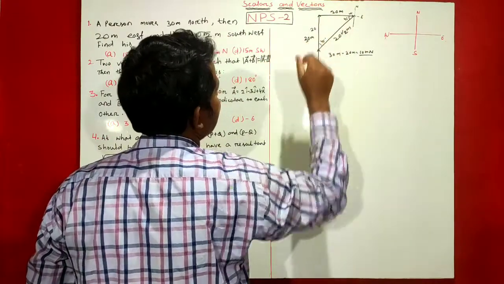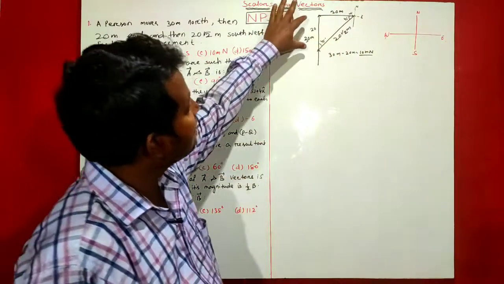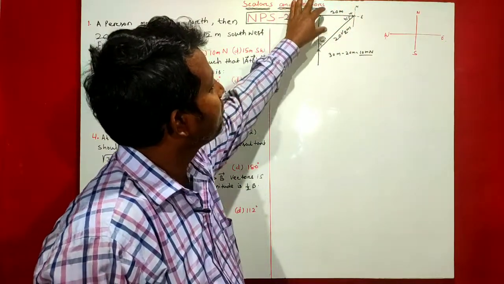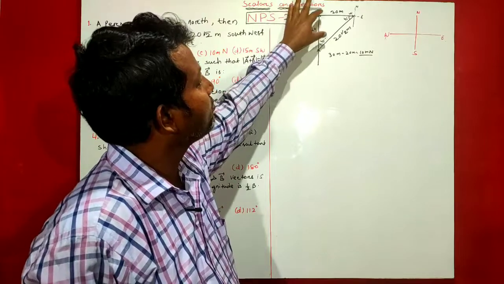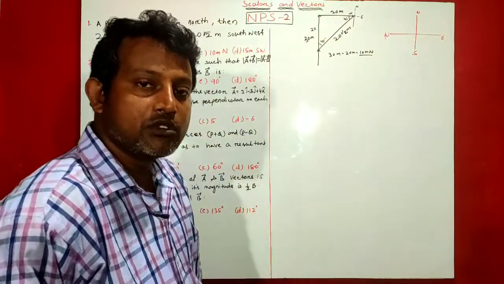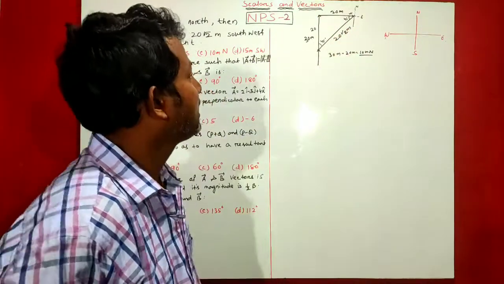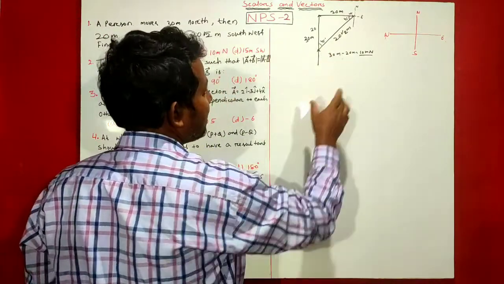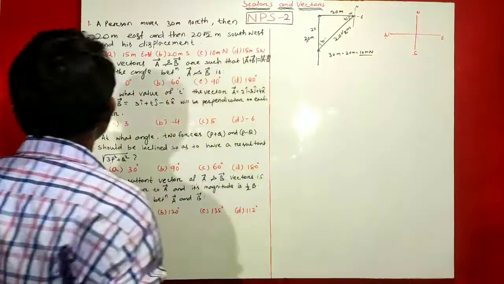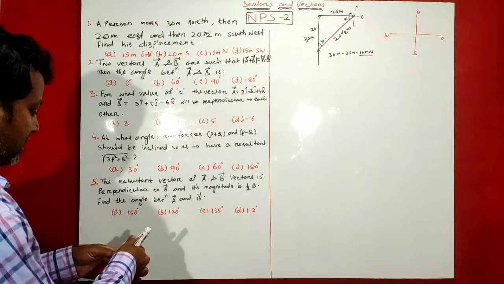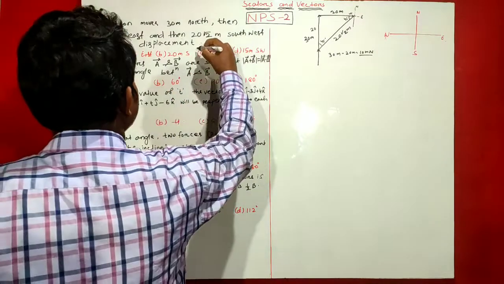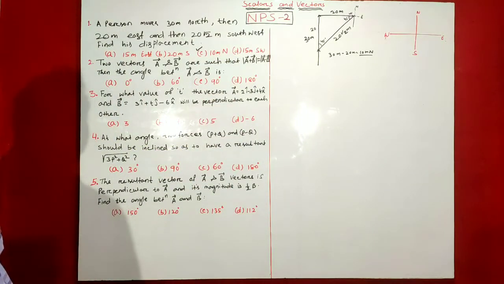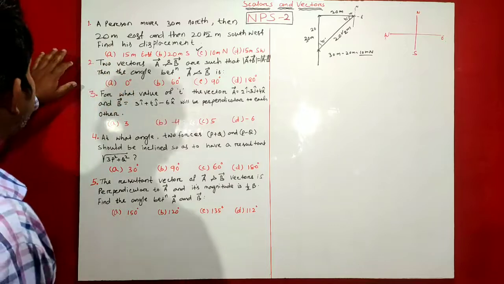Putting Pythagoras rule, we can find that the square root of 20 square plus 20 square is equal to 20√2 meter. So guys, the net displacement will be 10 meter north. Answer C is our answer.